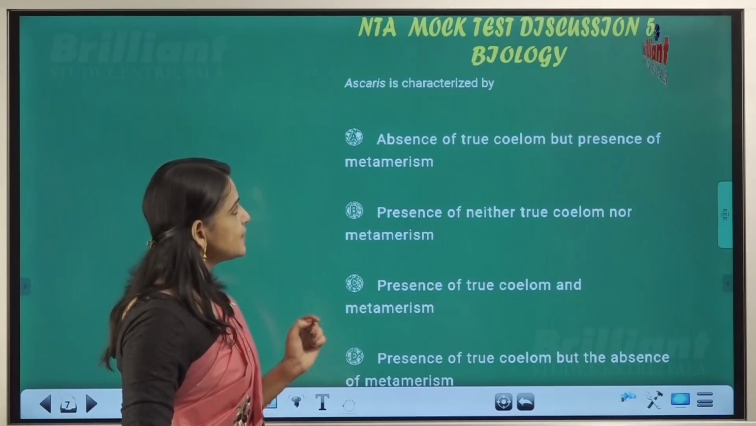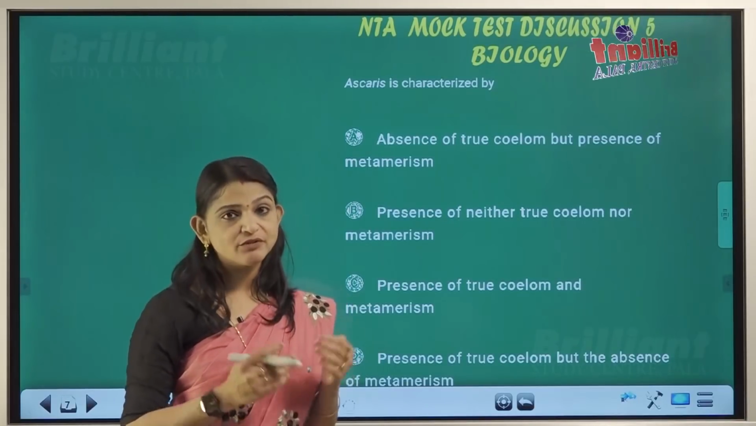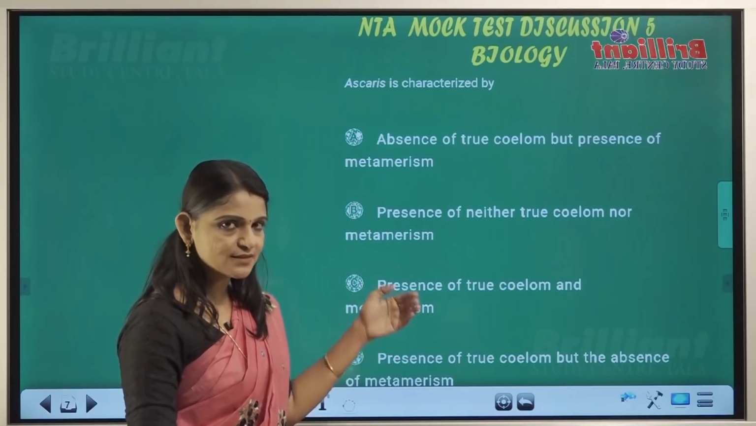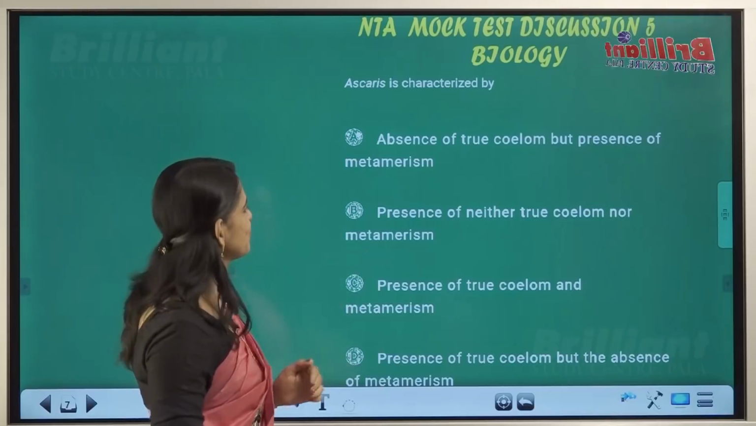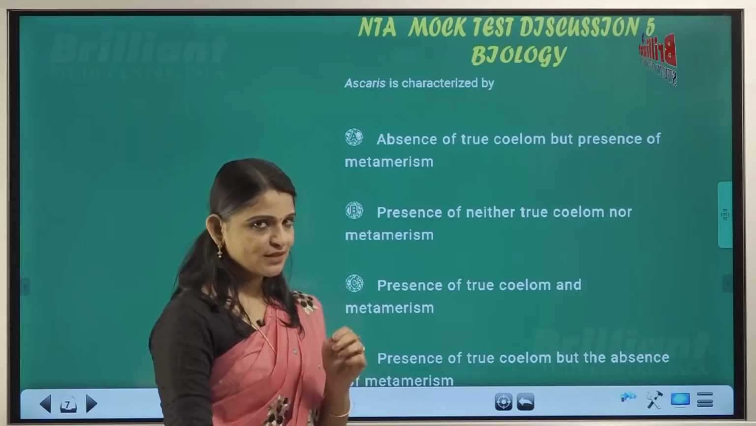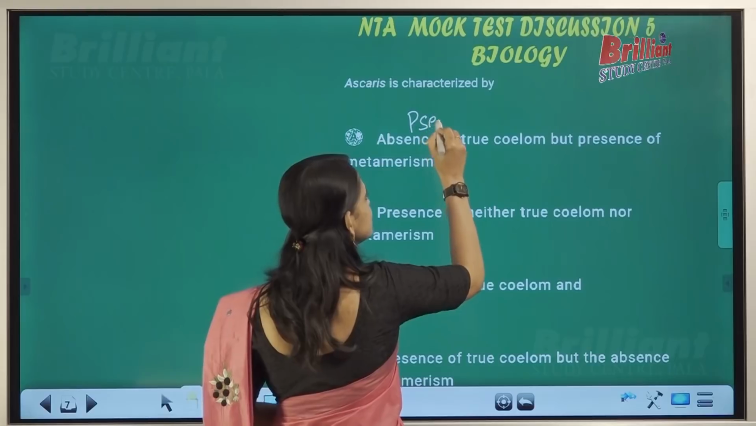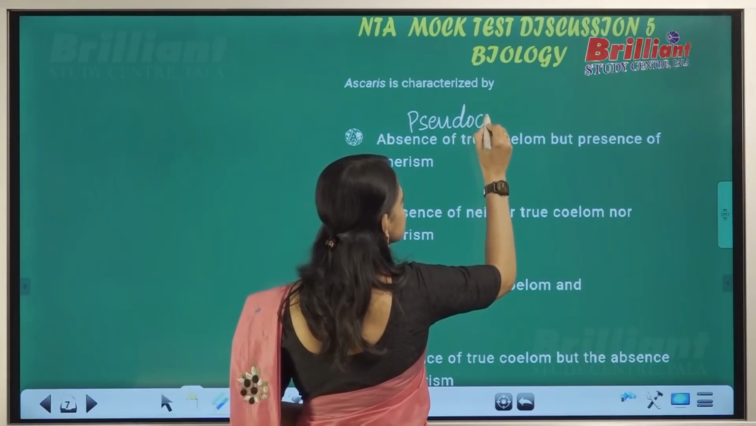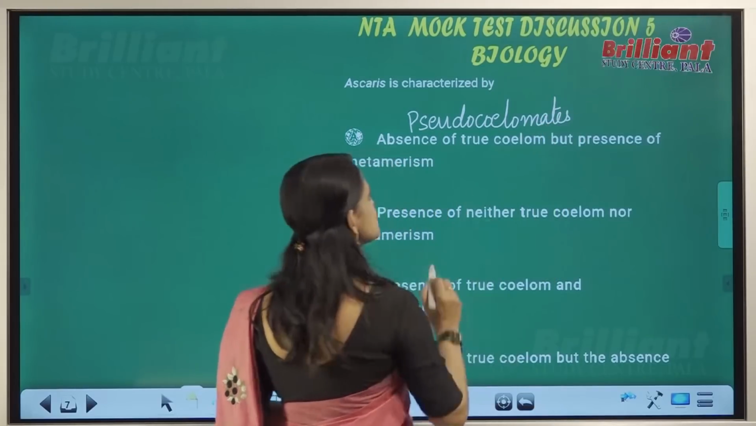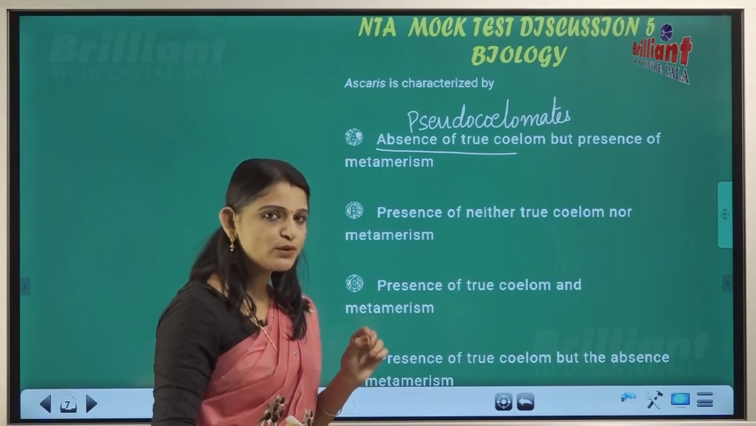Next, Ascaris is characterized by. When you are thinking about Ascaris, it has different characters. First we will look into the options, in what sense they are asking, then we will look into the answer. First one, absence of true coelom. That is right. Ascaris is pseudocoelomate. What do you mean by pseudocoelomate? They have a false coelom, right? So absence of true coelom is correct, as they are pseudocoelomate.